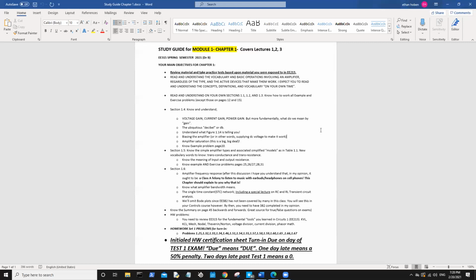Know the meaning of input and output resistance. I think we know what that means. Know example and exercise problems on various pages. I have a sneaking suspicion that may or may not be in our homework. I will say I've worked all the example problems and all the homework from chapter 1 thus far at least, and there are some that are infinitely harder than the others. Yeah, particularly because I finished all the chapter 1 homework and about half of the chapter 2 so far.